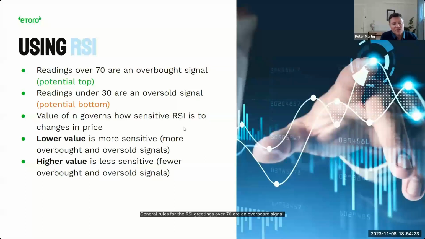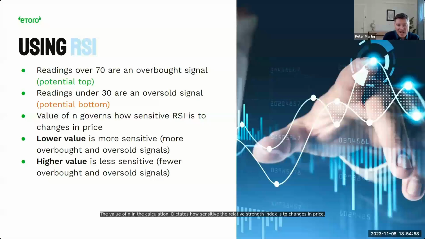So, general rules for the RSI: readings over 70 are an overbought signal, a potential top. Readings under 30 are an oversold signal, a potential bottom. For the umpteenth time, I'll stress, within the context of what's going on, you have to bear in mind what's going on with the primary trend. These are the values recommended by Wells Wilder, 70 and 30. Some analysts use 75 and 35. I've seen some people even use 80 and 20. It's up to you, whatever you think yields the best results.